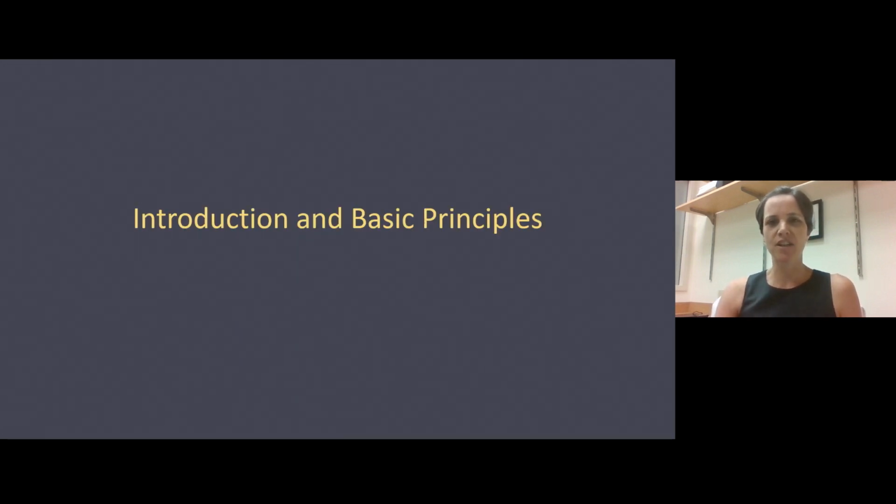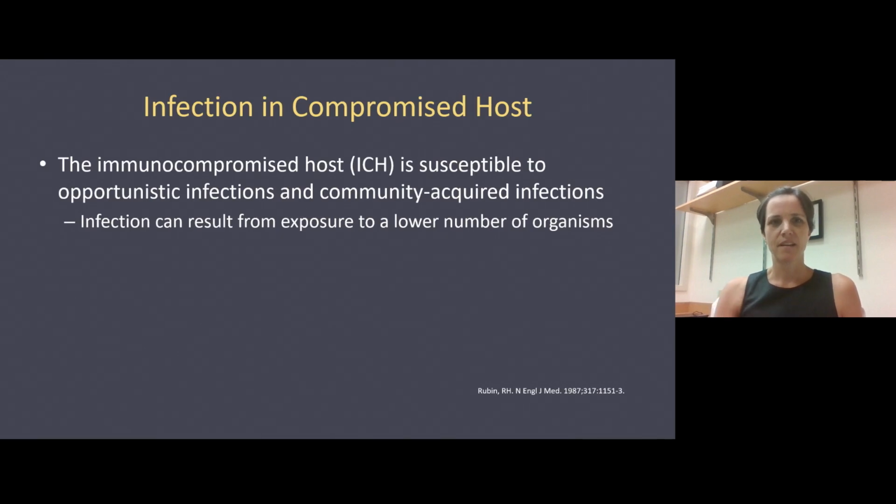So first, introduction and basic principles. The immunocompromised host is susceptible to opportunistic infections and community-acquired infections. So sort of two sides to what you expect to see in them. An important detail to remember is that infection can result from exposure to a relatively low number of organisms. So it doesn't really take that much to get these patients infected or sick.